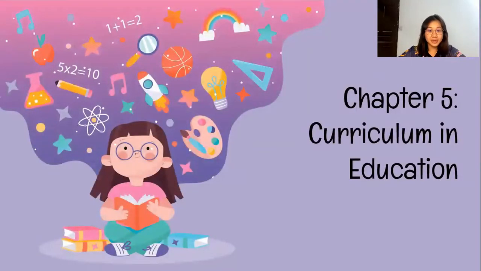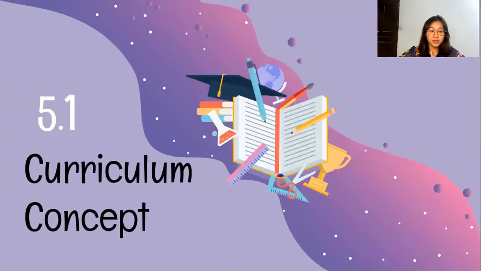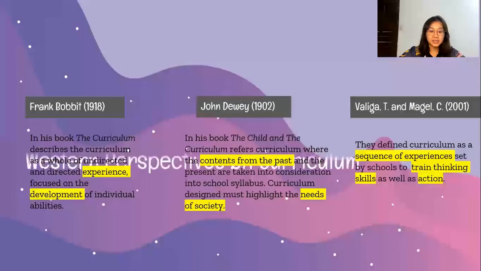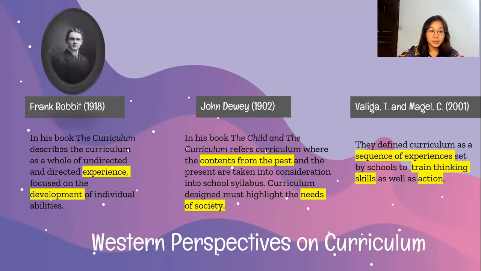Chapter 5, Curriculum in Education. And Chapter 5.1, we will learn the curriculum concept. These are the Western perspectives on what is curriculum. Frank Bobbitt, 1918, in his book, The Curriculum, describes the curriculum as a whole of undirected and directed experience, focusing on the development of individual abilities.